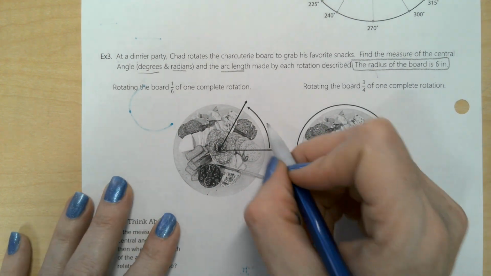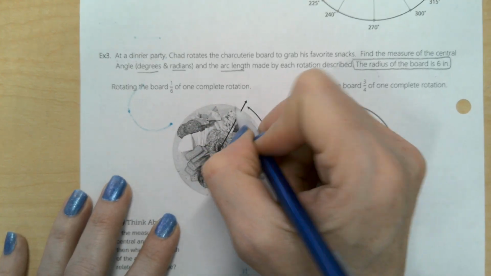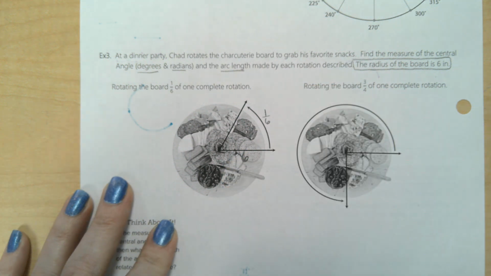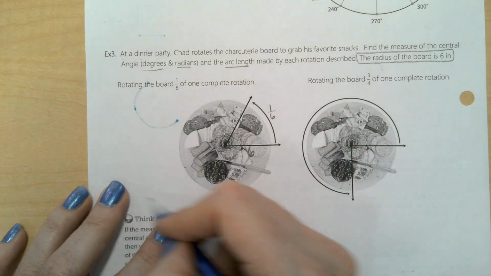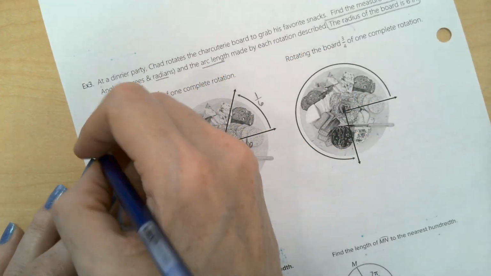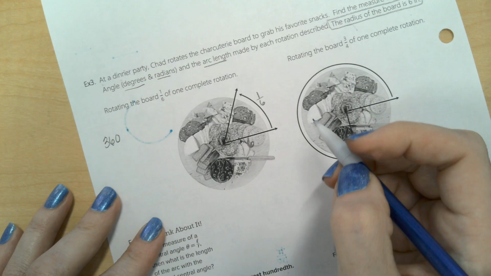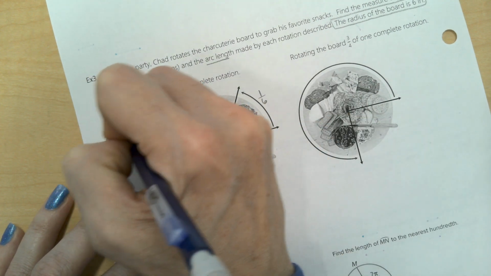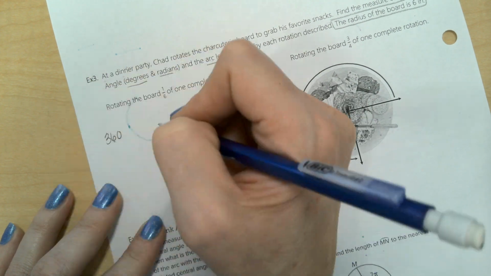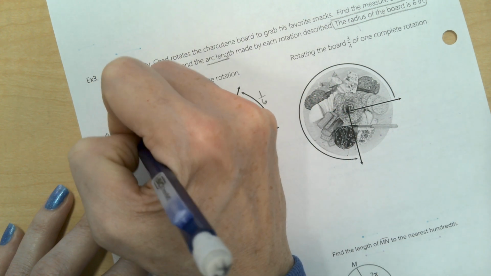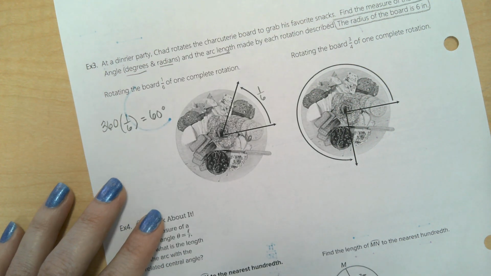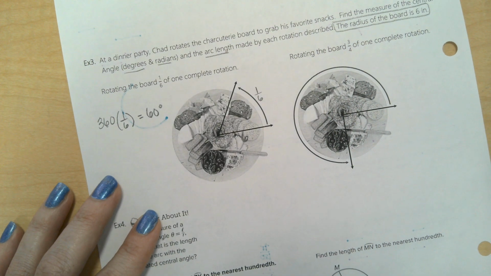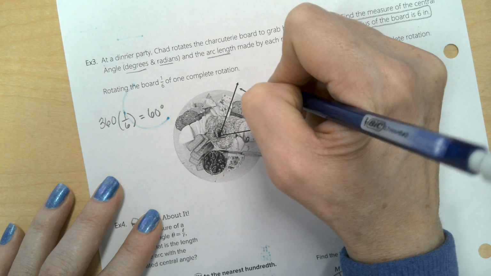All right, so if we're rotating this 1/6 of the way, how do I change that to degrees? We want 1/6 of, what's the whole thing? 360. No, you got it right. So we want 1/6 of 360, right? So we're going to take 360 times 1/6, or 1/6 times 360. And we get 60 degrees. So this is 60 degrees.